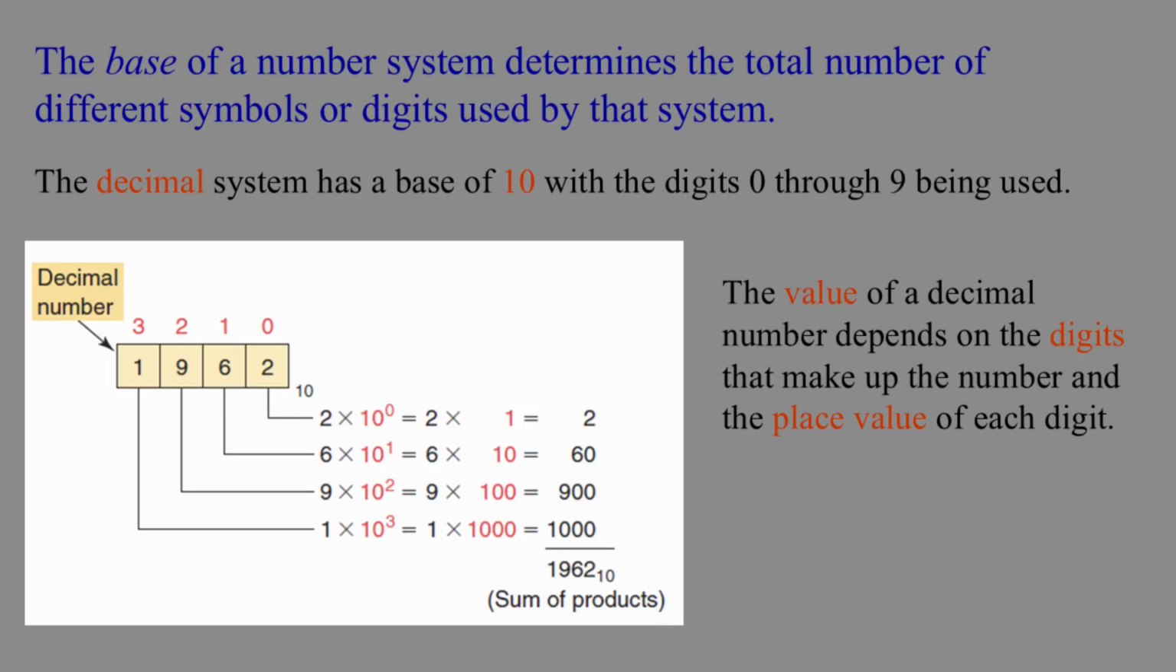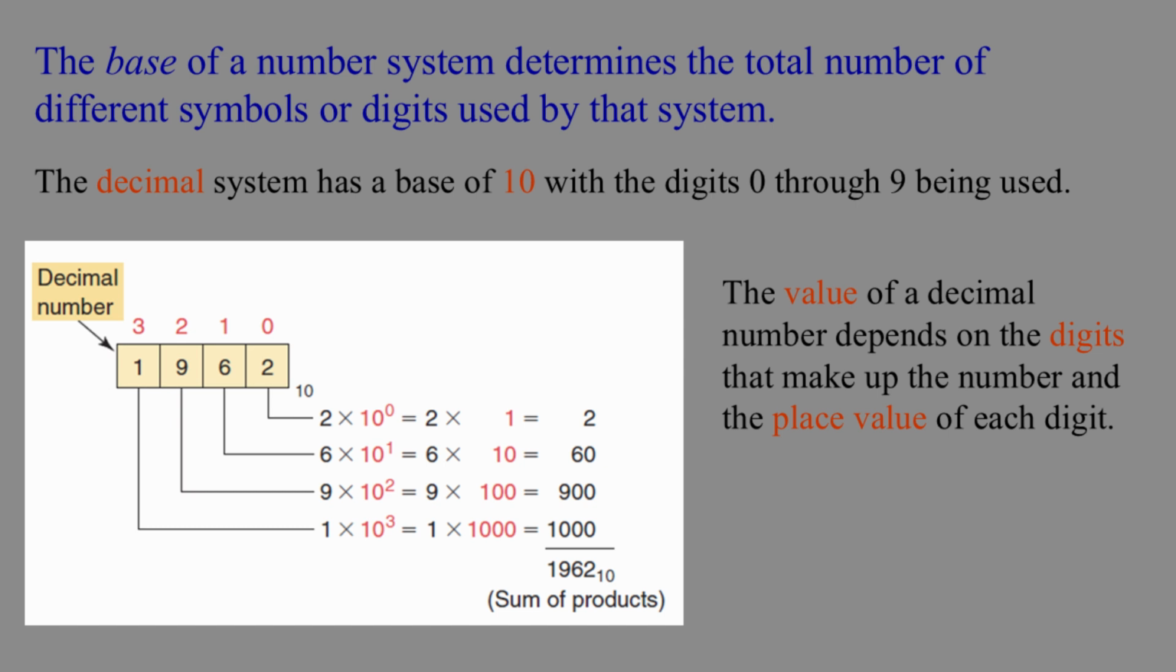The base of a number system tells us how many unique digits are used in that system. For example, the decimal system has a base of 10, which means it uses the digits 0 through 9. The value of a number in this system depends not only on the digits themselves, but also on their position, or place value. Each position represents a power of 10, starting from the rightmost digit.